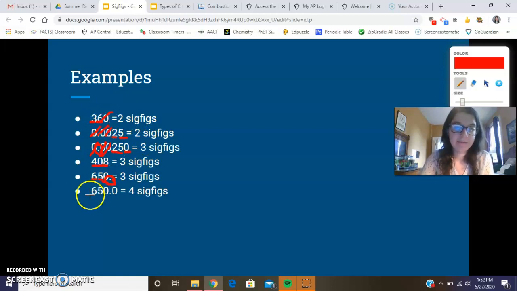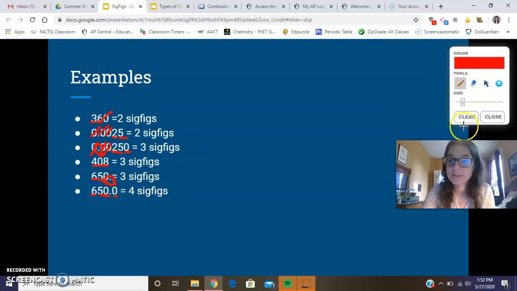And then finally we have this 650. So again, we have 2 non-zeros that are both significant. And then we have 2 zeros here, both significant because there is a decimal. So we have a total of 4 sig figs.